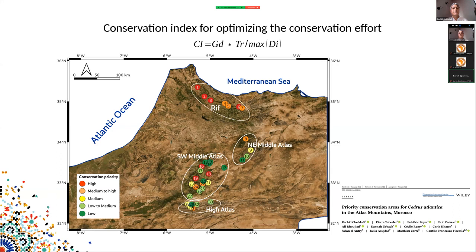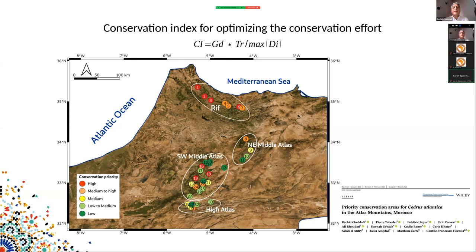So we use these data to build this conservation index. And this conservation index helped us to set up a priority for conservation of the species. Red is high priority, orange is medium to high, and so on and so forth, until green, which is low priority. Please don't get me wrong. This is not an index that says, okay, let's forget about those populations which are green. No, this is not the goal at all. This is just in case we need to manage the resources and optimize the conservation plans, then we can use this scale to put more effort on conserving those populations which are in red here.